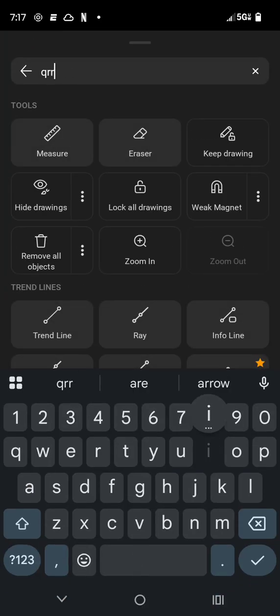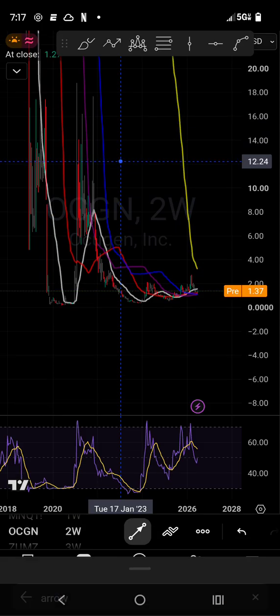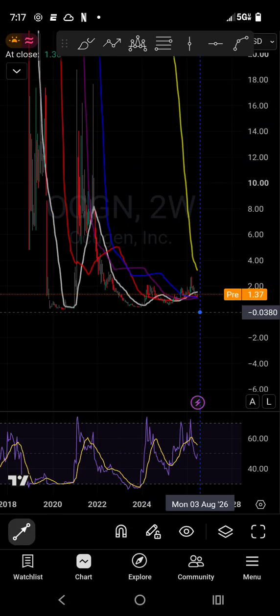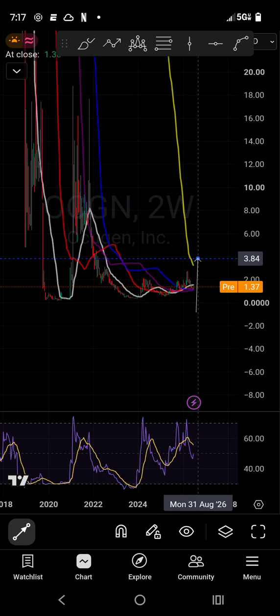And the 21-day moving average, this white line for those of you who are now joining, is below this 200-day moving average. So that's not a bullish sign. You want the 21-day to be above the 200-day.